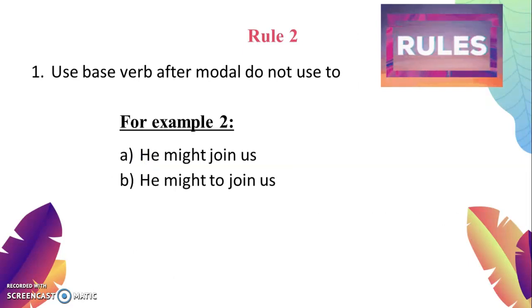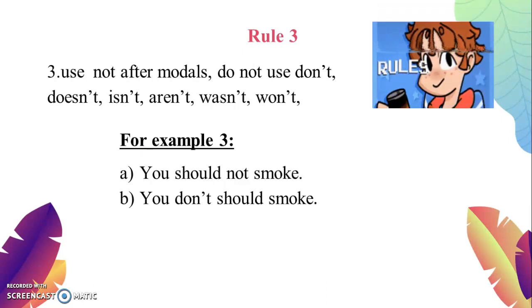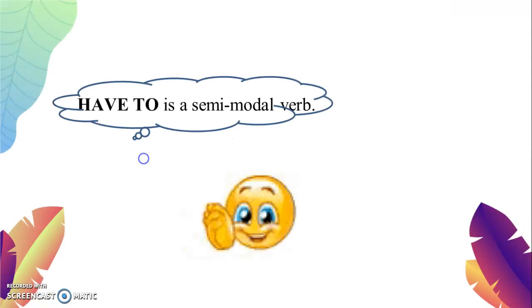Let us look at rule number 2: use the base verb after a modal. Do not use to. For example, he might join us, not, he might to join us. Now let us look at rule number 3: use not after modals. Do not use don't, doesn't, isn't, aren't, wasn't, or won't. For example, you should not smoke, not, you don't smoke.